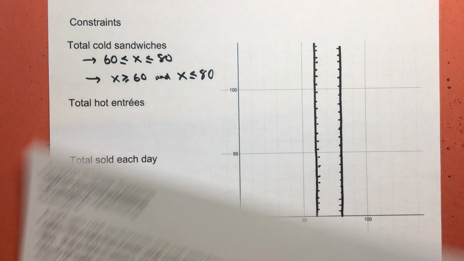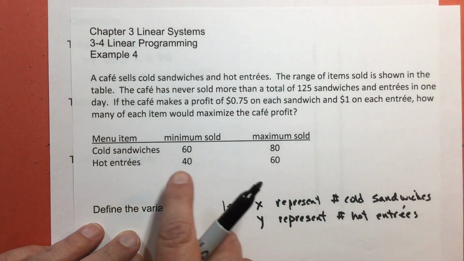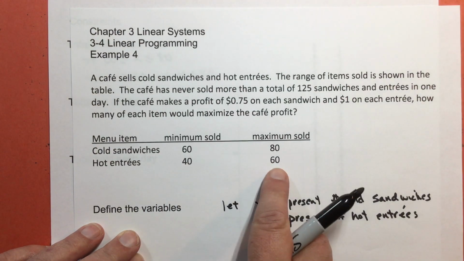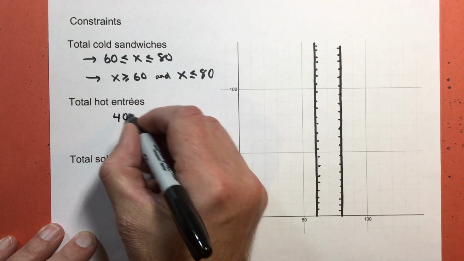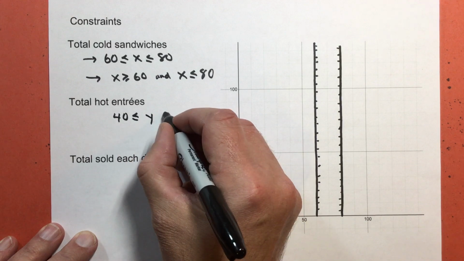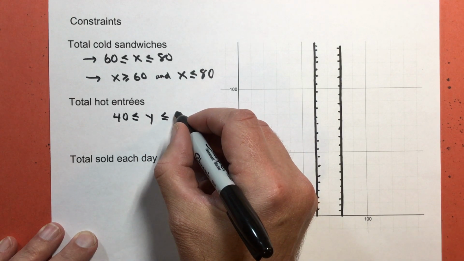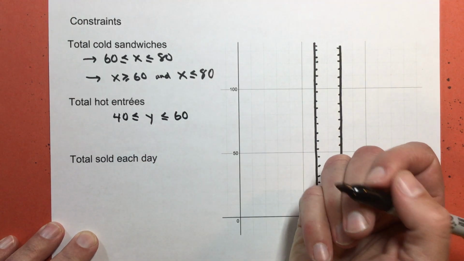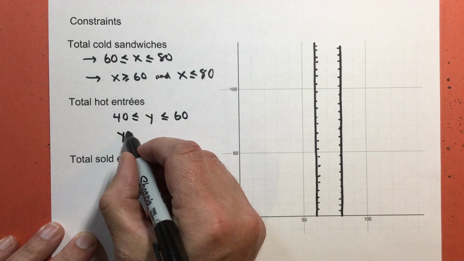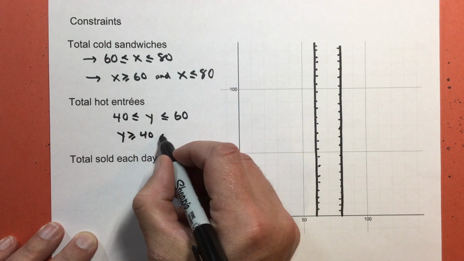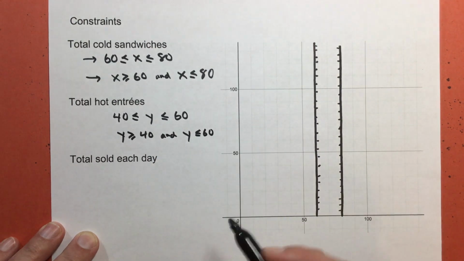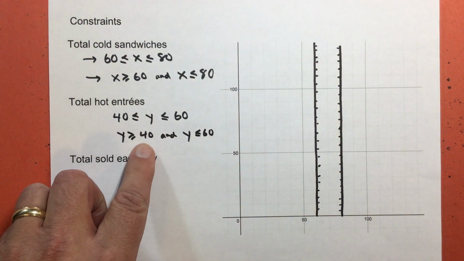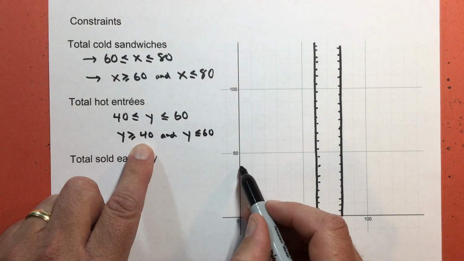All right, let's figure out the hot entrees. 40 is the minimum, 60 is the maximum. So y is going to be between 40 and 60. Or again, you can do y is greater than or equal to 40 and y is less than or equal to 60. So my boundary line is y equals 40. That's right here.